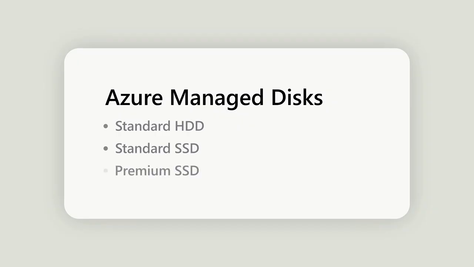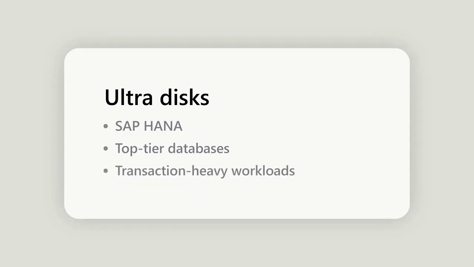And premium SSD, which is a high-performance storage system for mission-critical applications. It's ideal for production workloads and databases. Next is Ultra Disks. These provide the highest performance with low latency and are designed for data-intensive workloads such as SAP HANA, top-tier databases, and transaction-heavy workloads.